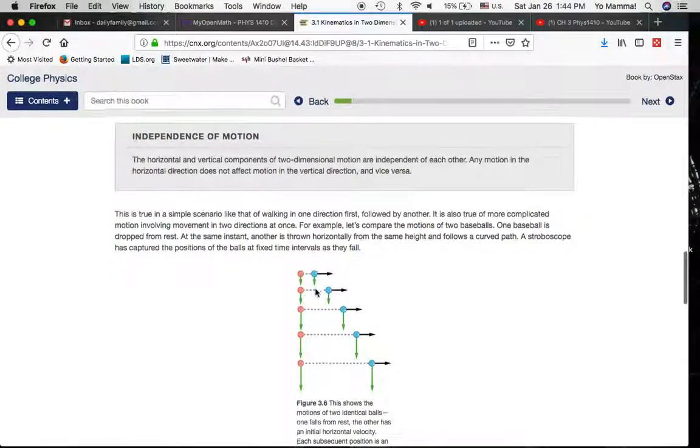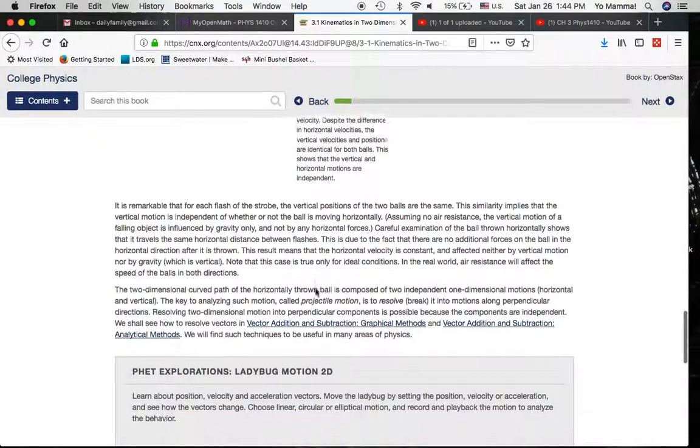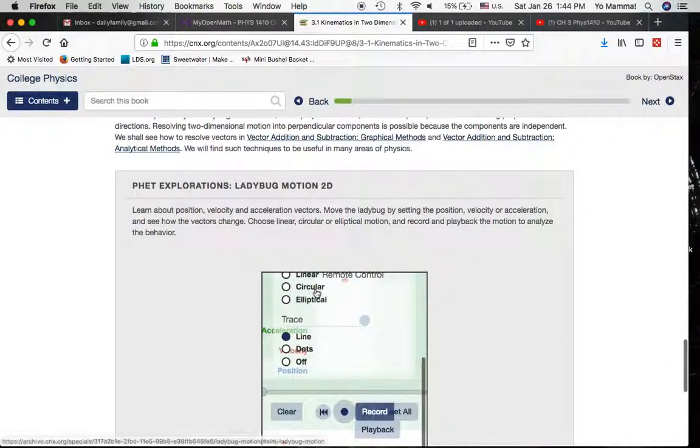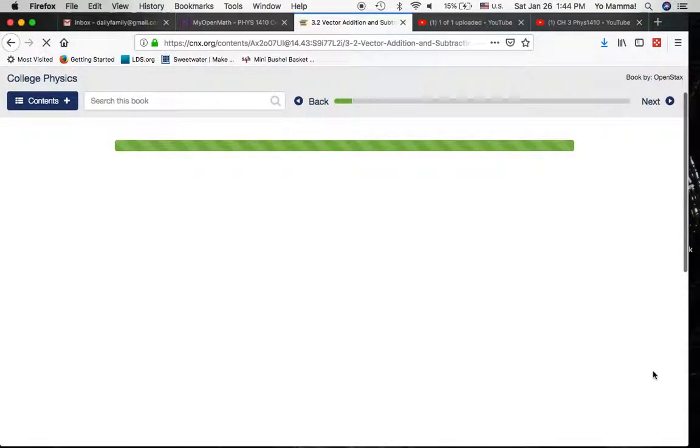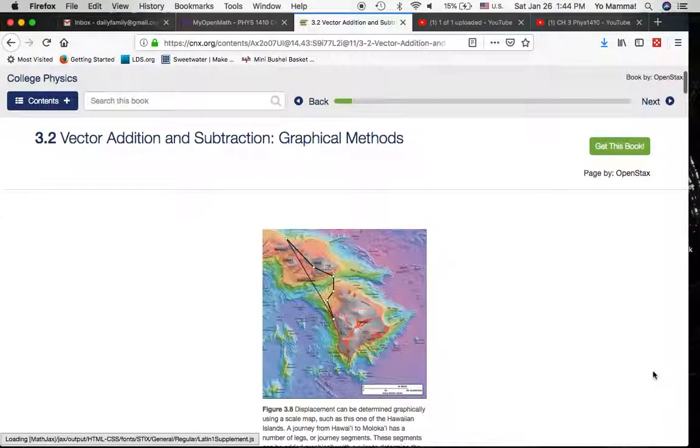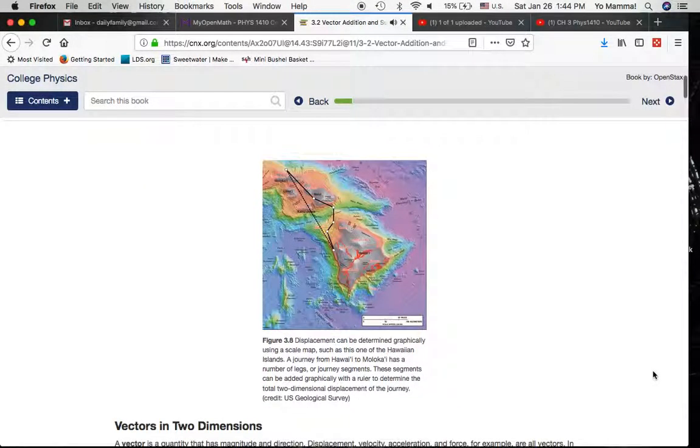And that independence of motion is extremely important. It makes the physics doable, really. And why does it make this physics so that we can actually do it? It has to do with math of vectors, in fact. So let's talk a little bit more about vectors.